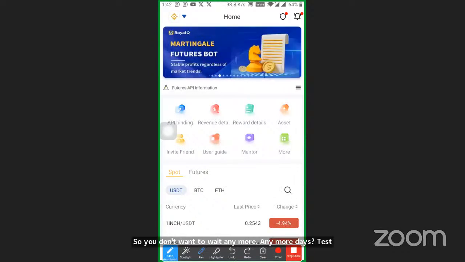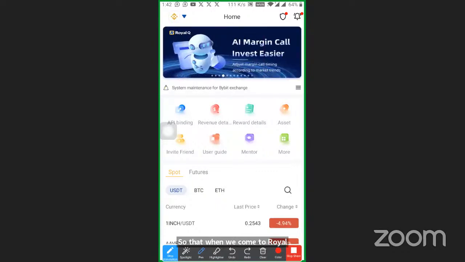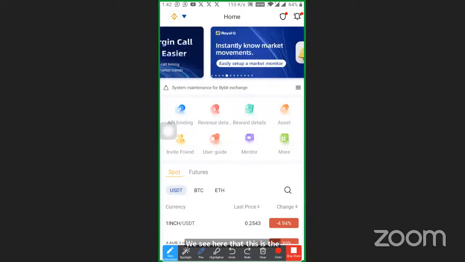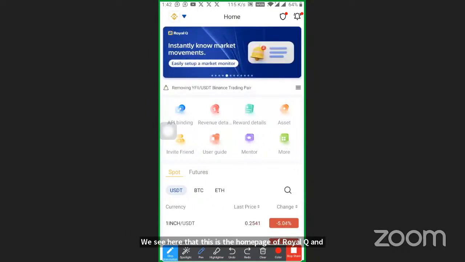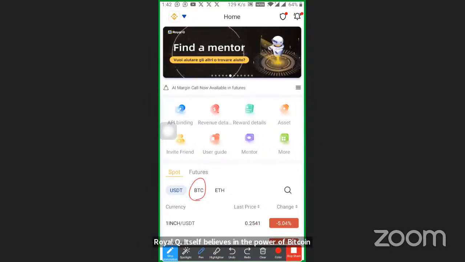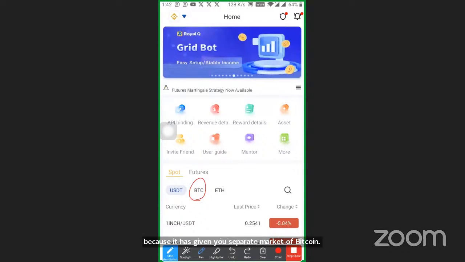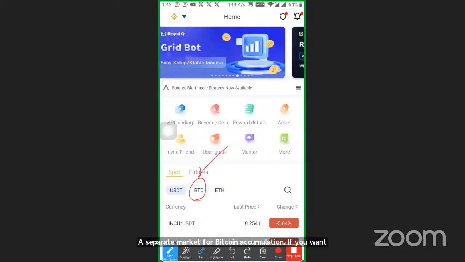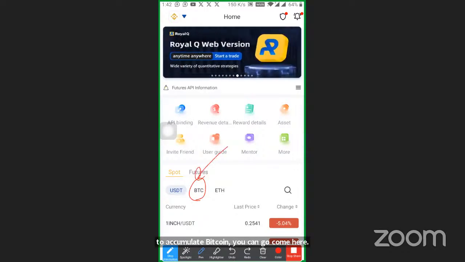So when we come to Royal Q, I hope you can see my Royal Q. We see here that this is the home page of Royal Q, and Royal Q itself believes in the power of Bitcoin because it has given you a separate market for Bitcoin accumulation. If you want to accumulate Bitcoin, you can come here and start accumulating Bitcoin.